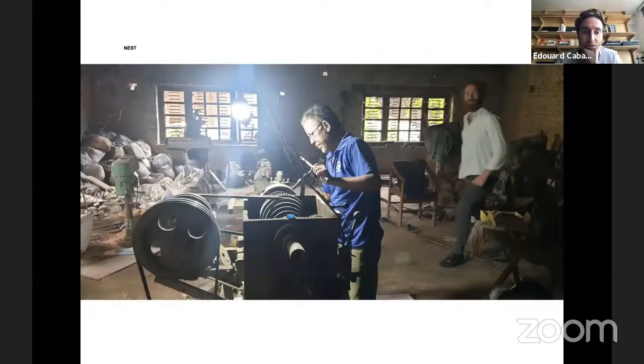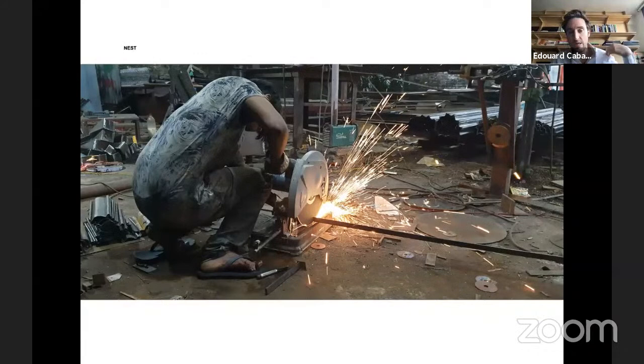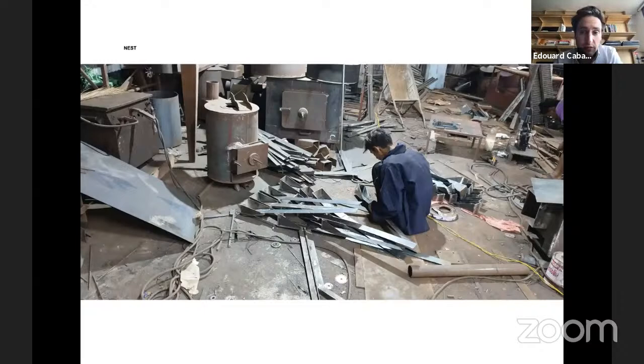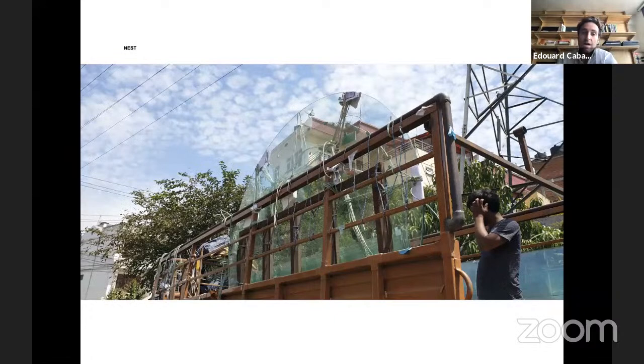This is the metalsmith with whom we developed some of our tools and some of the building components. All of these parts are done by hand with a high level of precision. The painting process, the glass of this project was also partially done by us.